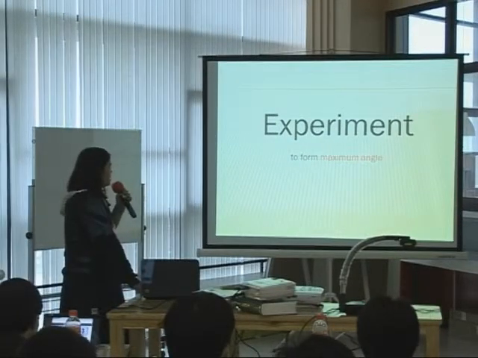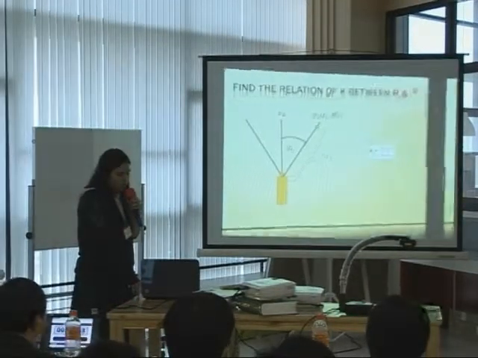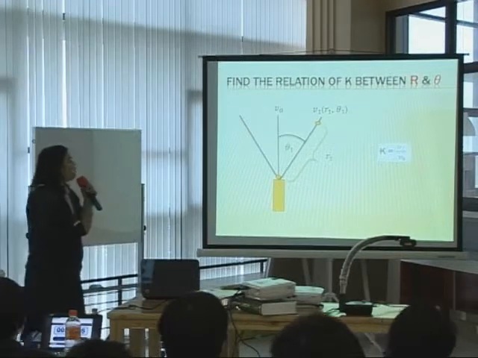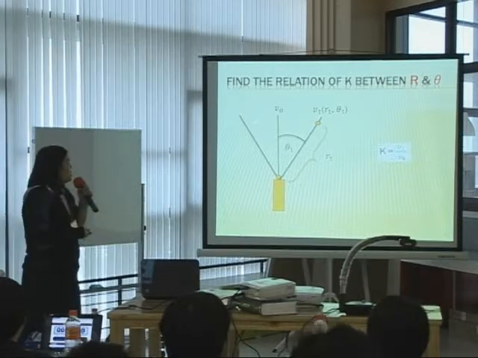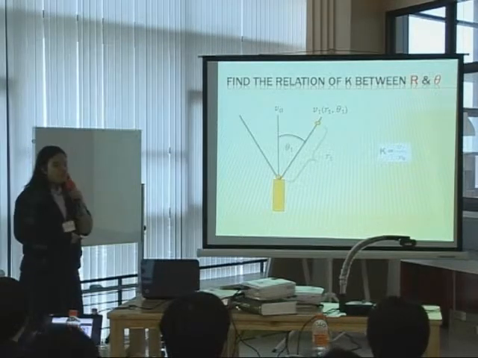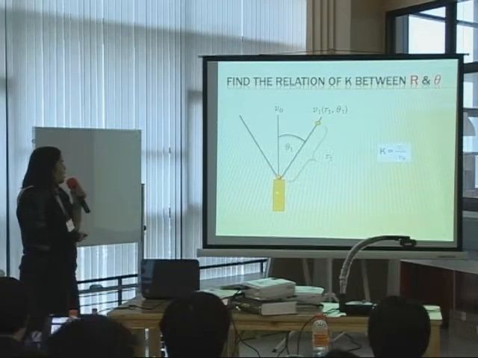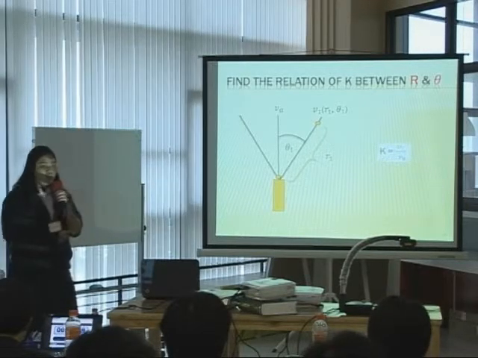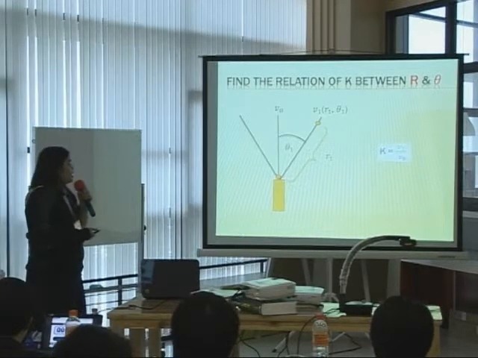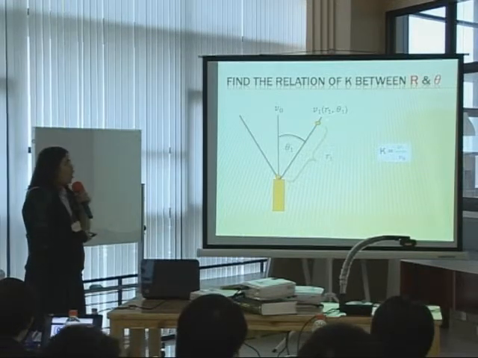For the experiment to find the maximum angle, first, I would like to find the relation of K between R and theta. This is the axis, this is V0, and this is V1. What I want to know is how V1 is related as a function of R and theta.